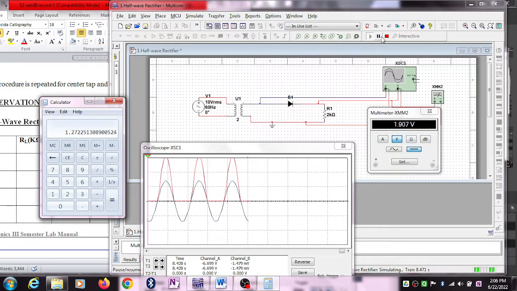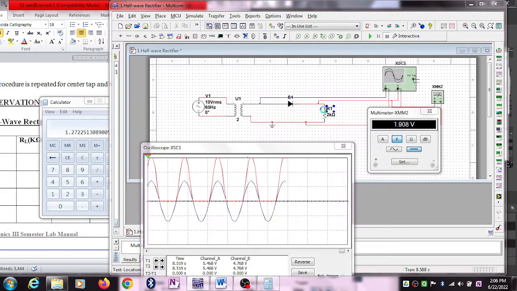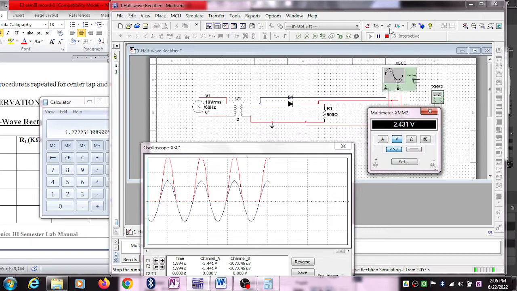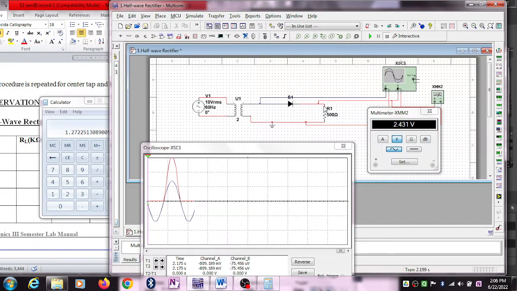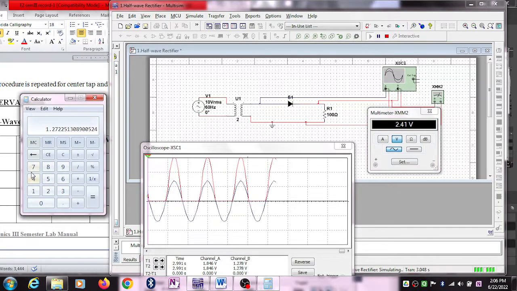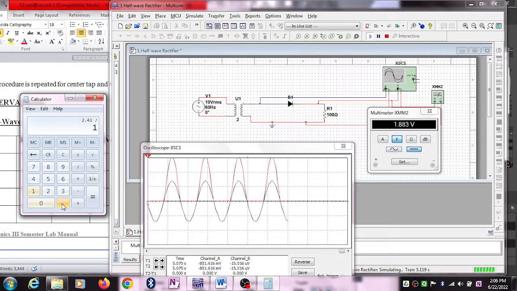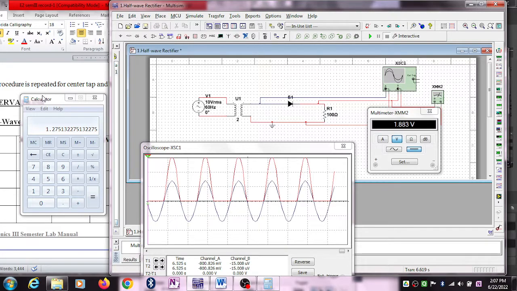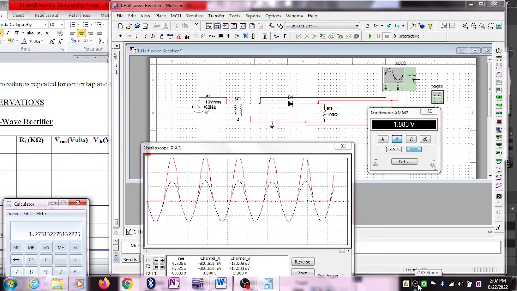Let me take values which are less than this. Let me take 500 ohms. Now what's happening? 1.91 again, 2.43. Not much of a change. Let me start with 100 ohms and see what happens. AC is 2.41 and DC is 1.89, so 2.41 divided by 1.89. Likewise, you complete this experiment, tabulate the results for different values of resistance, and study the effect of resistance on the ripple factor.